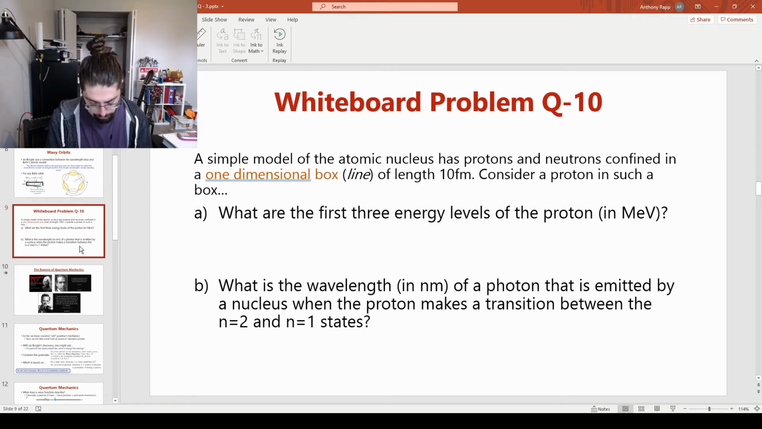So let's imagine this. A simple model of the atomic nucleus has protons and neutrons confined in a one-dimensional box. What do I mean by a one-dimensional box? How do we actually have a one-dimensional box? Well, there's not sides. That's a little bit more difficult to see. But one of the ways that we often will draw this out is essentially something that looks like, not a razor. Let's draw a box like this. And what I'm going to do is say, let's just focus on the x-axis. That's the one that we're going to focus on.